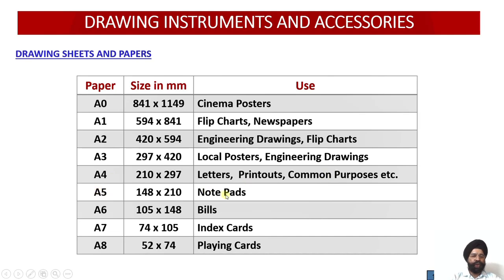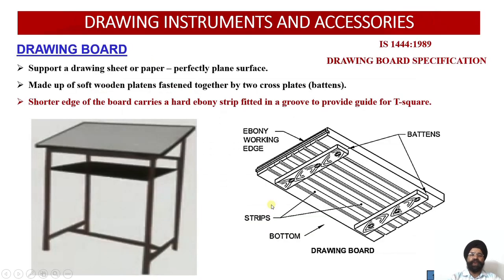A5 is used for notepads, usually used by businessmen in their businesses. Then A6 is used for smaller bills. Then A7 is used for index cards. And the common playing cards which we are using are made out of A8 size of sheet. So every lower size of sheet is basically derived by folding the bigger sheet across its middle part. So this is how we are going to derive any size of the sheet.